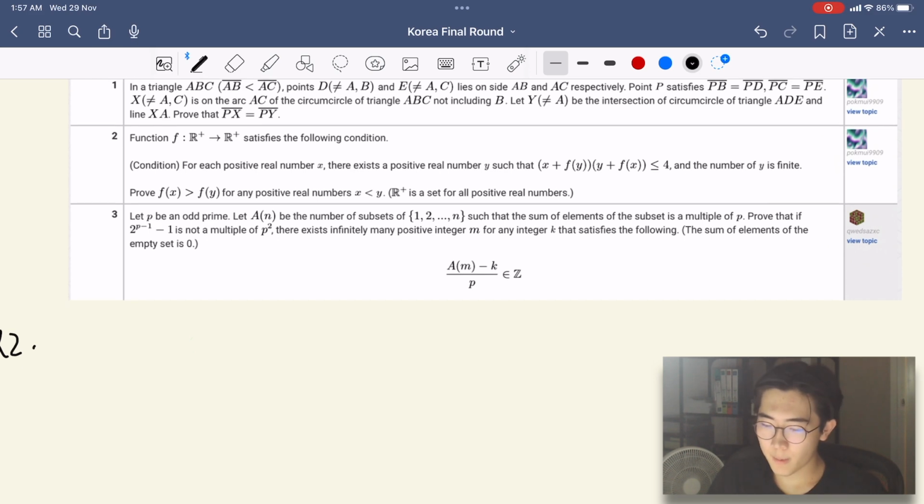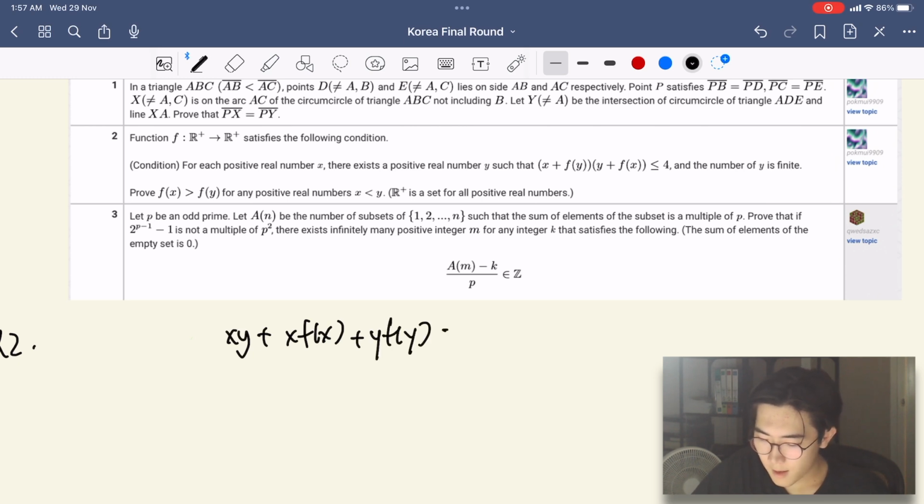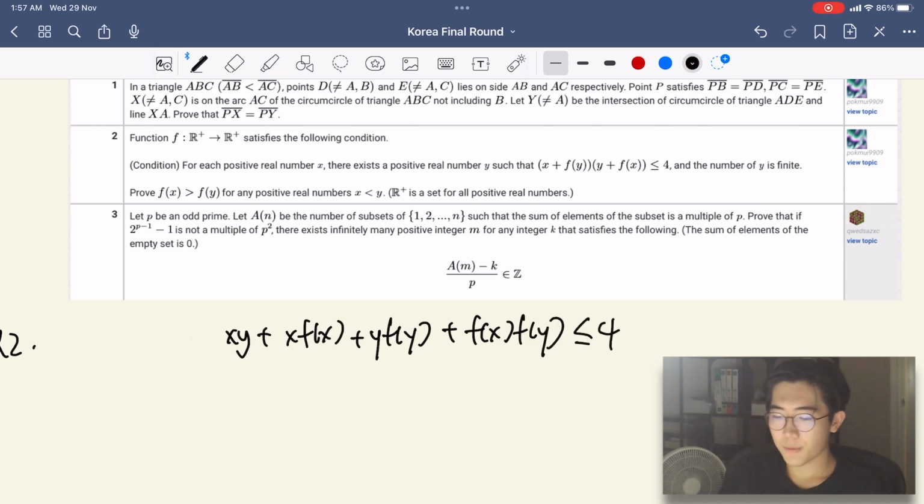When I first solved this problem, my first instinct was to expand the left-hand side. When you expand it, you get xy plus xf(x) plus yf(y) plus f(x)f(y) is less than or equal to 4. My first instinct was, okay, we have 4 terms on the left-hand side, and the right-hand side is the number 4. So maybe we can try to show that every term on the left-hand side must be less than or equal to 1. But the big problem is that this simply does not work.